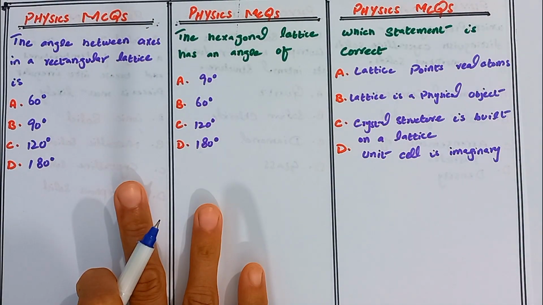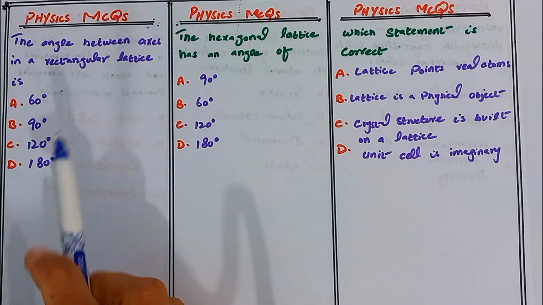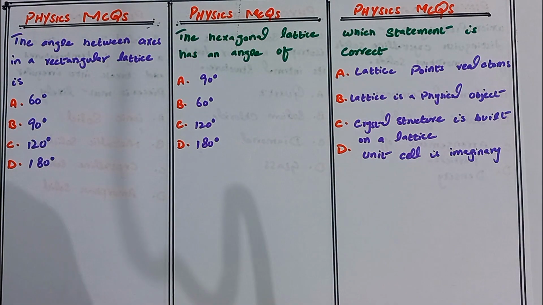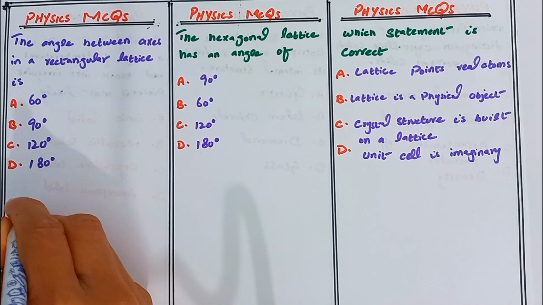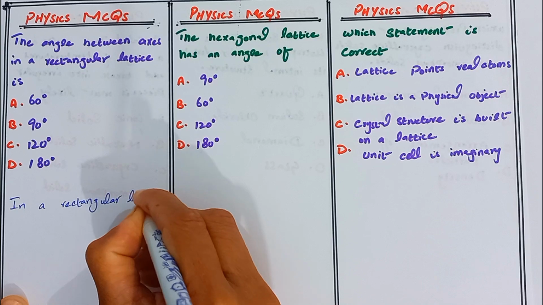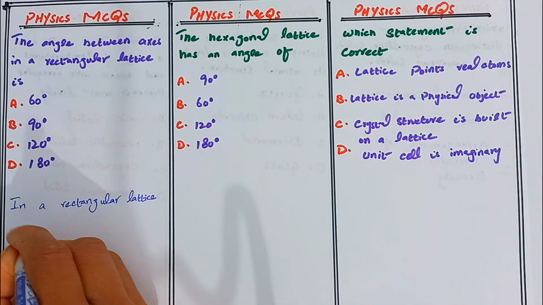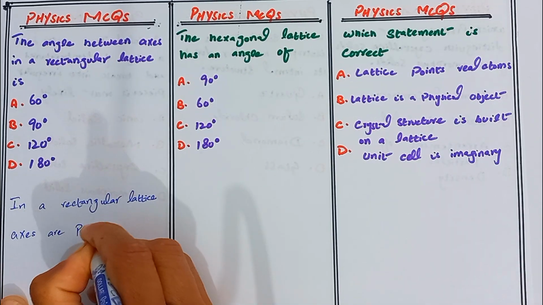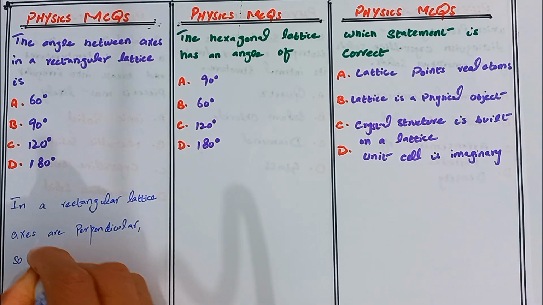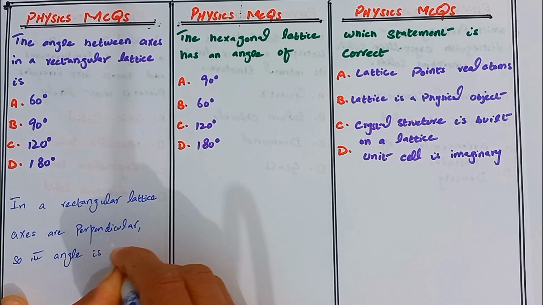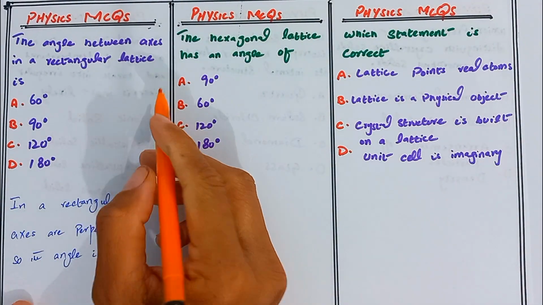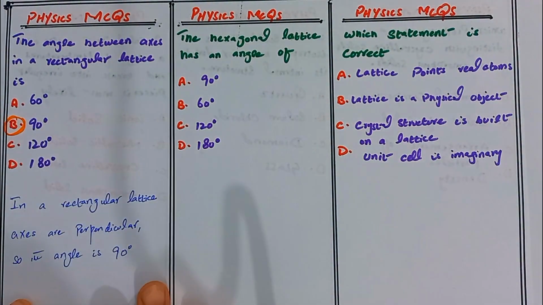First MCQ that we discuss is related to the classification of solids. The angle between axes in a rectangular lattice is: 60 degrees, 90 degrees, 120 degrees, or 180 degrees. We know that in a rectangular lattice, axes are perpendicular. So the angle is 90 degrees. So the angle between axes in a rectangular lattice is 90 degrees. It is the correct option.